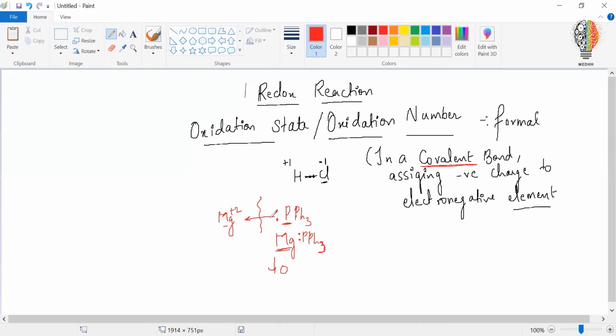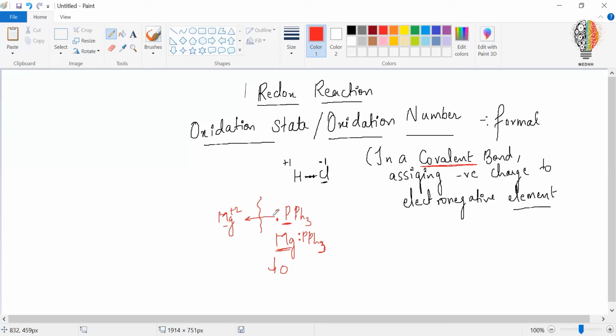So hence what is going to happen over here is there won't be any formal charge. Or you can understand it this way: in a covalent bond there is a sharing of electrons. So wherever there is a sharing of electrons, you will always be seeing charges over there. But if there is no formal sharing, as you can see, this is not a sharing, this is not even a complete transfer.